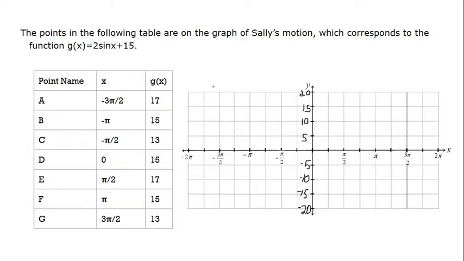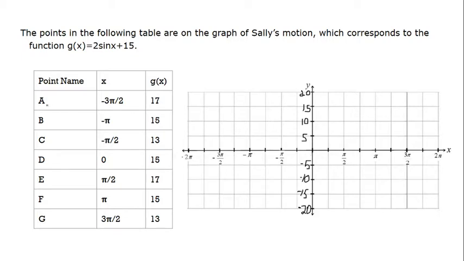The points in the following table are on the graph of Sally's motion, which corresponds to the function g of x equals 2 sine x plus 15. So we're going to graph the function, and then on your project you click the tool and you drag the points to where they need to go exactly, and then when you're all done you hit check answer, and then if it's correct it will give you the code. You put that code exactly how it's written, capital letters, everything, into the box. If you don't get it correct and it tells you oops, try again, keep trying until you get the code.